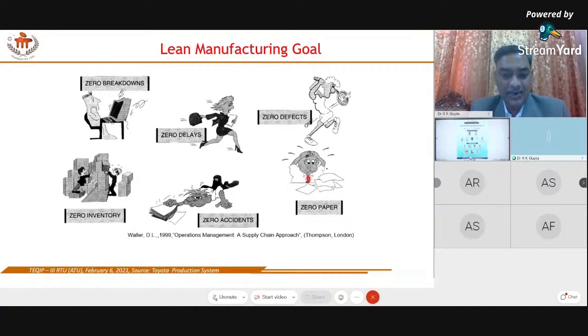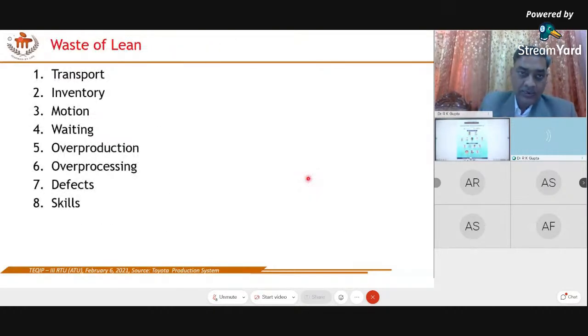That study was done by Toyota and successfully implemented in Toyota. Toyota is the only organization that initiated this process and successfully did it initially. Now every industry, or most industries, are using it for zero inventory. Right. So what are the different wastes of lean? One is transport, another is inventory, then motion, waiting, overproduction, over processing, defects, and skills. So these are the 8 wastes of lean manufacturing.